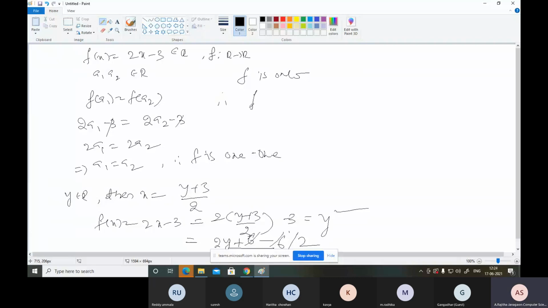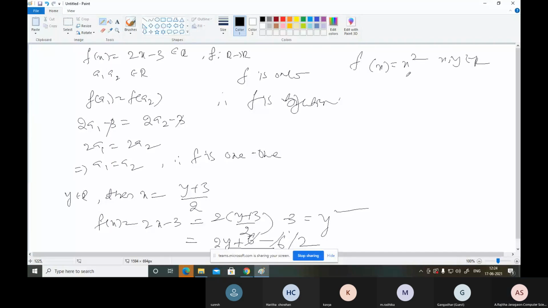So in the exam you can be asked questions like this. Suppose the question is like this: here f of x equal to x square, where x, y belong to R. Now find out whether this function is a bijection or not.